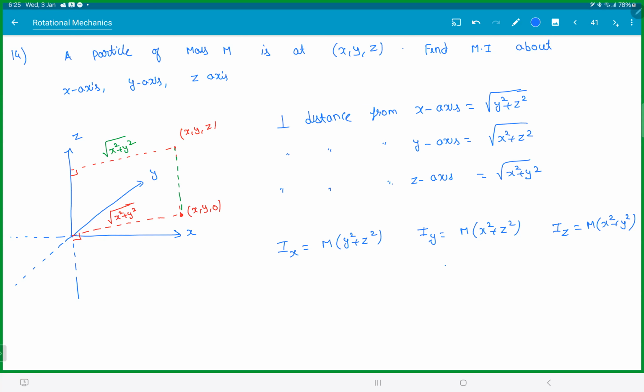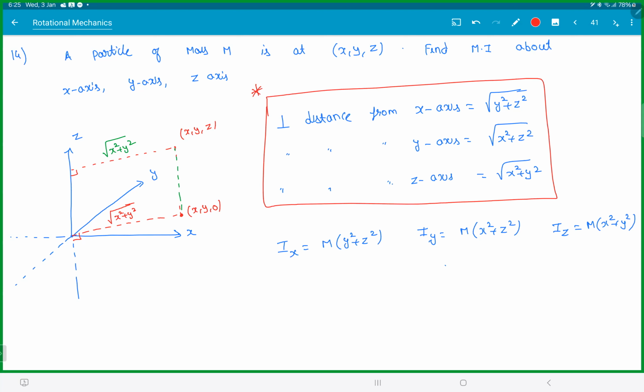Have a look at this. So these are what is more important. The question is easy. Most people, what they do in a flow is take r as root over x square plus y square plus z square. So just be careful. We will again encounter this in gravitation, electrostatics, and magnetism, the perpendicular distance. Clear?